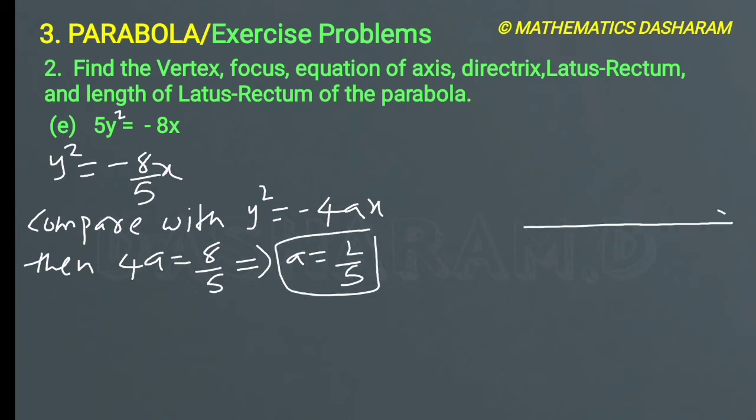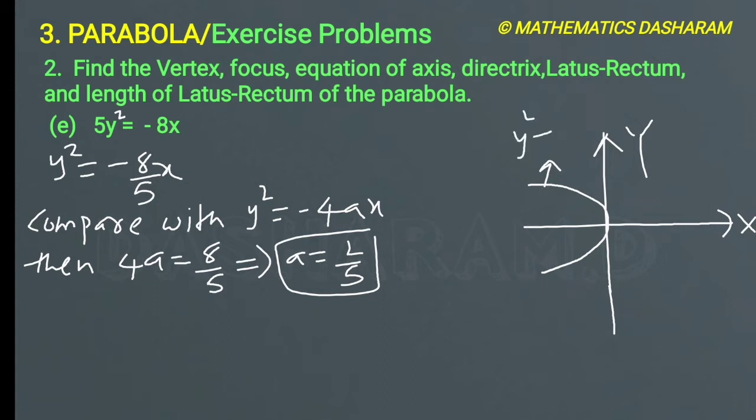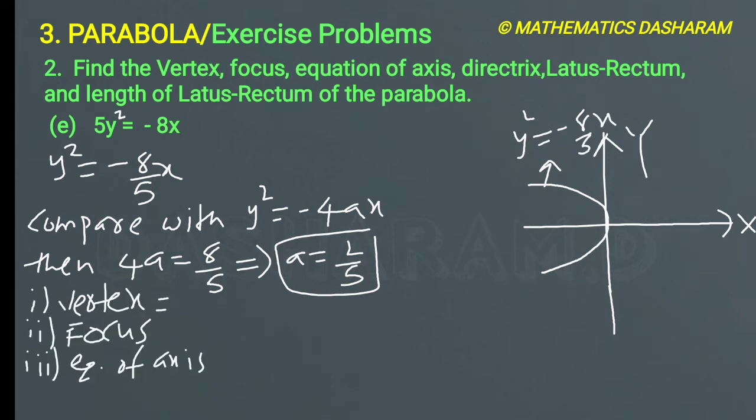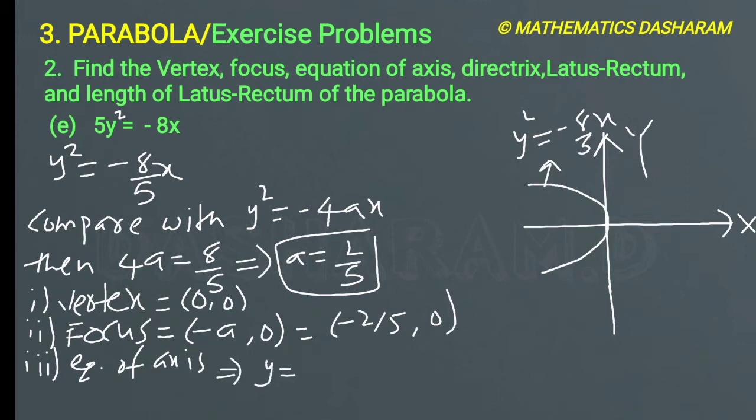So let's draw a diagram. This is the x-axis, this is the y-axis. As per the question, we will get a left side parabola, and its name is y square equals minus 8 by 5 into x. So the first answer is the vertex, that is origin 0 comma 0. Focus, that is minus a comma 0, so minus 2 by 5 comma 0. Equation of the axis, that is y equals 0.